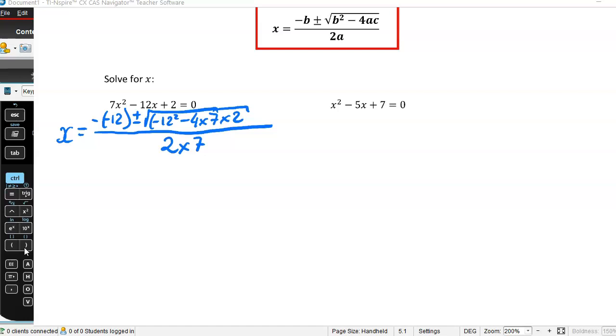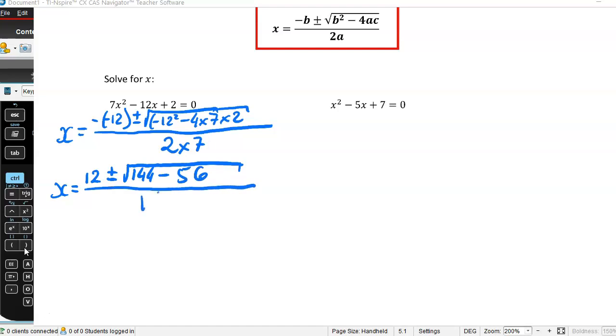I'm writing that all out so that you can see what I'm doing, and to keep in mind that a lot of times people forget these negatives, so you must be careful with those. So x equals, obviously negative times a negative is positive, 12 plus or minus the square root of 144, then negative 4 times 7 times 2: 4 times 2 is 8, times 7 is negative 56, divided by 14.